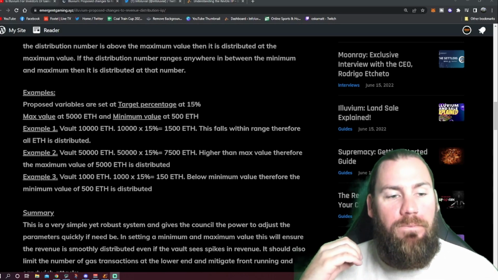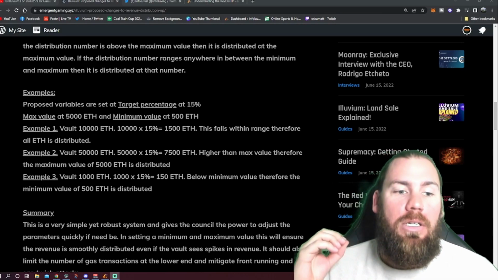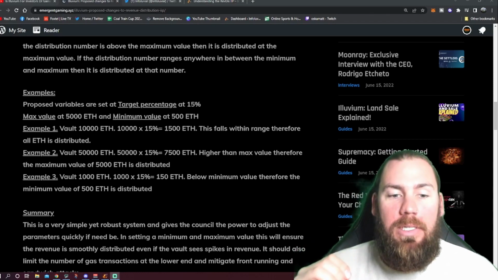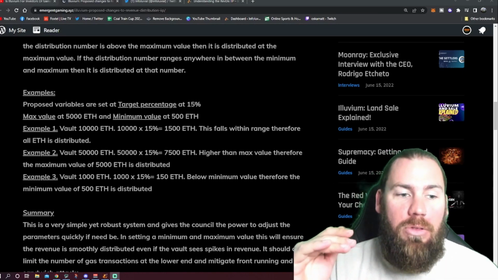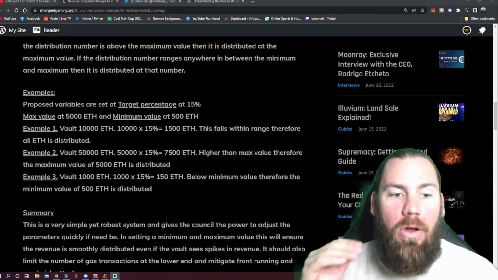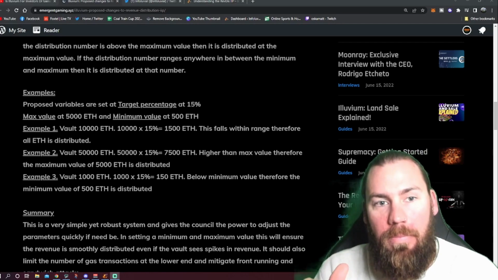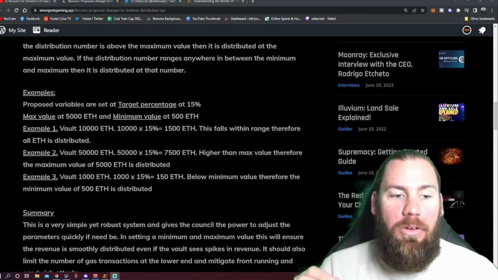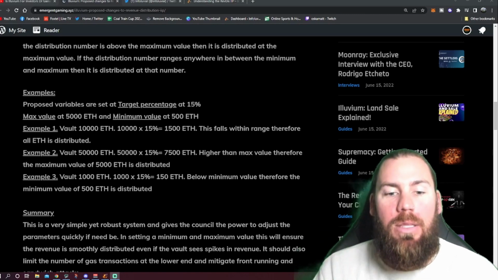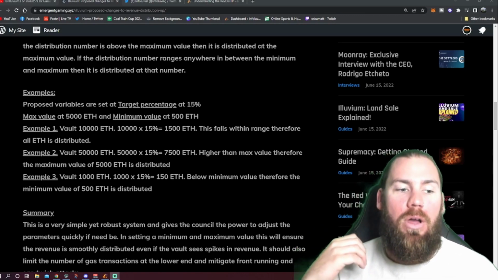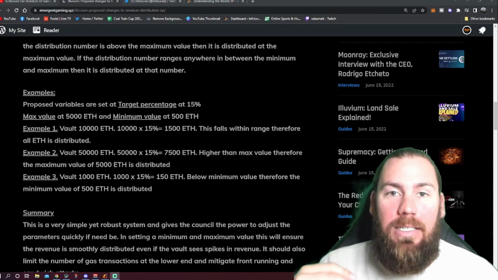Example 2, 50,000 ETH is in the vault, so that's 50,000 times 15%, that's 7,500 ETH. That's higher than the max value, therefore the maximum value of 5,000 ETH is distributed. And example 3, the vault has 1,000 ETH. 1,000 times 15% is 150 ETH. This is below the minimum value, therefore the minimum value of 500 ETH is distributed.